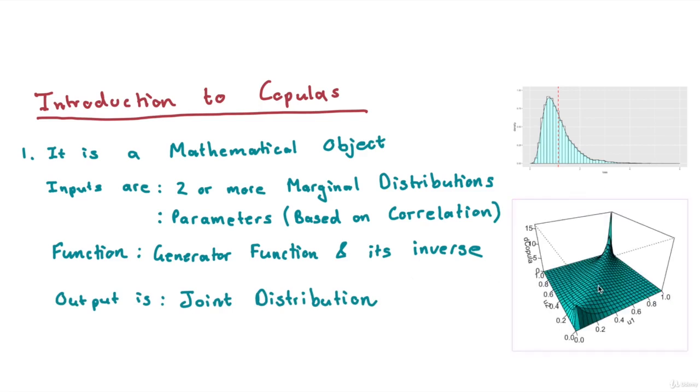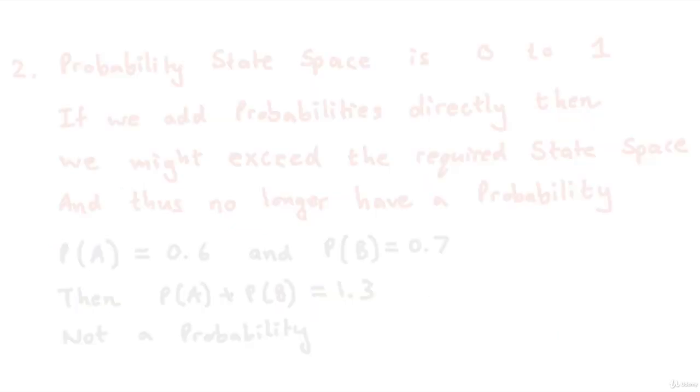And this is a quick little preview of what they look like. So, a very, very quick introduction on copulas. They're mathematical objects. Their inputs are marginal distributions. Some of them have parameters based on correlation. Some of them have generator functions and their inverse, but all of them have this output, which is the joint distribution. Let's maybe explore this idea in a little bit more detail.